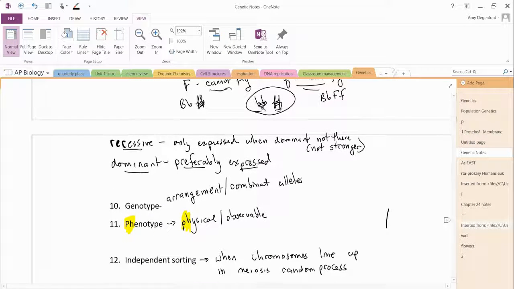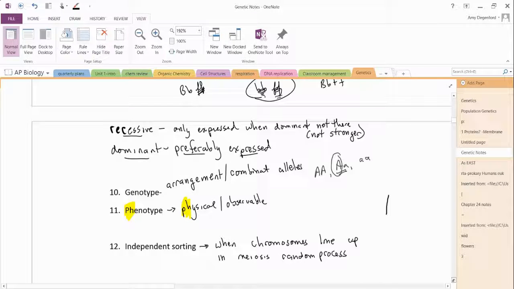Now, if we keep going, the genotype is the arrangement or combination of the alleles. So if I said homozygous, big A, big A, or little a, little a, that is a genotype. That's the arrangement, versus the phenotype, which is the physical observation. You could be heterozygous, but we're really only seeing the result of that big A gene. So the phenotype is what we can physically observe. You may have brown hair; that's your phenotype. Your genotype may be heterozygous, so you're carrying the blonde hair gene.